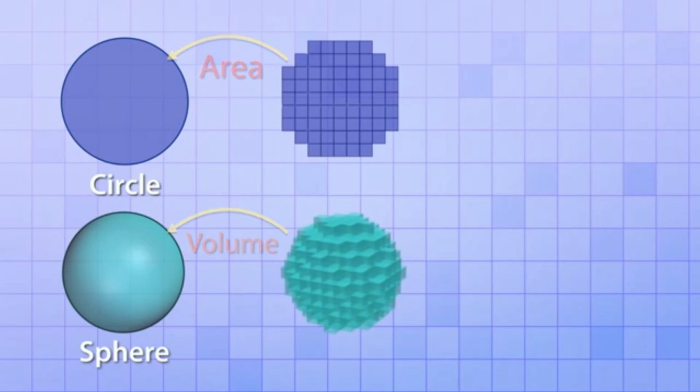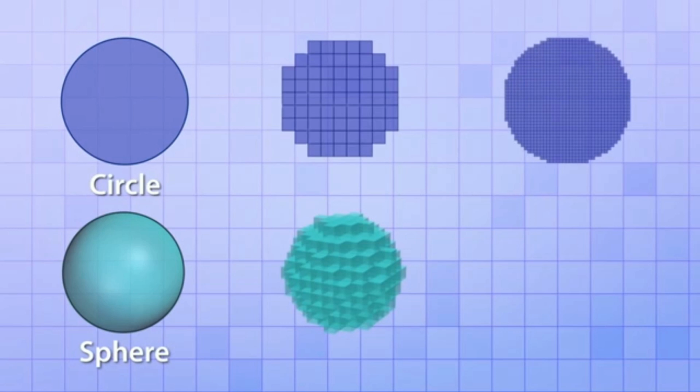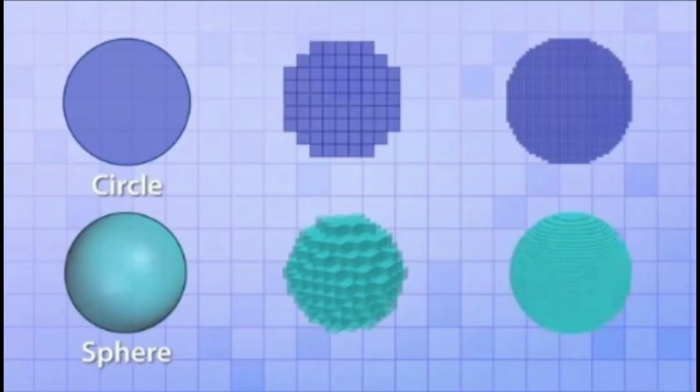And here's the really cool part. The smaller the squares you use, the closer their combined area will match the area of the circle. And the smaller the cubes you use, the closer their combined volume will match the volume of the sphere.